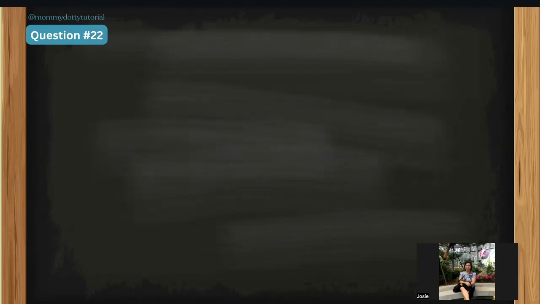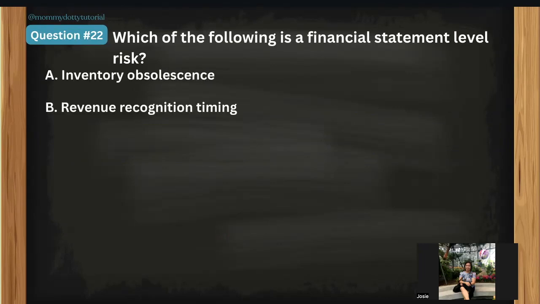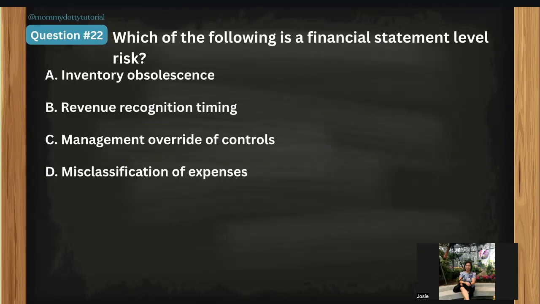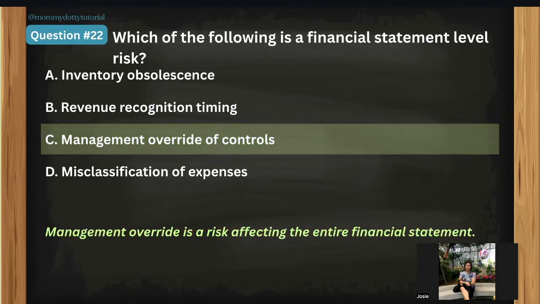Okay, question number 22. Which of the following is a financial statement level risk? A, inventory obsolescence, B, revenue recognition timing, C, management override of controls, and letter D, misclassification of expenses. So you may pause the video to think. The correct answer is letter C, management override of controls. Management override is a risk affecting the entire financial statement.